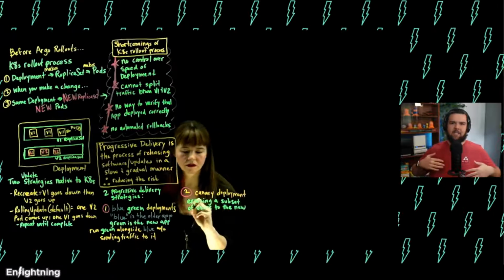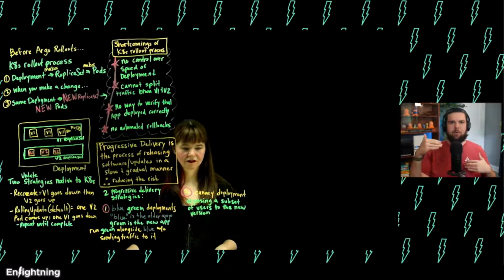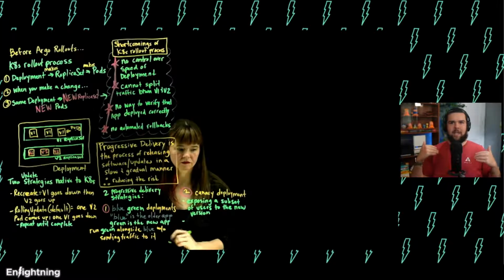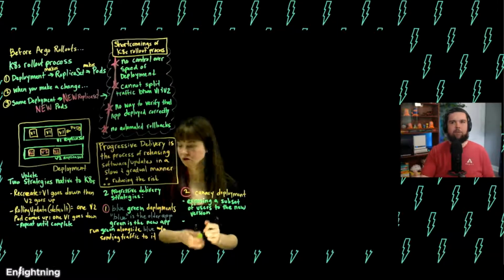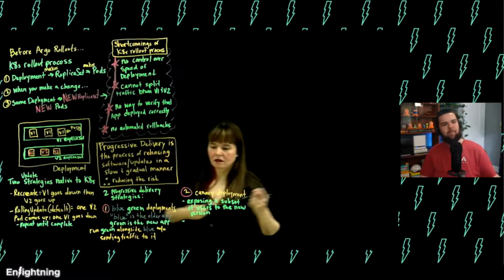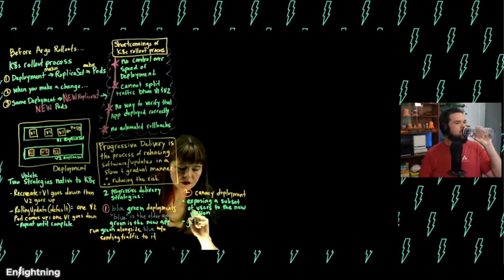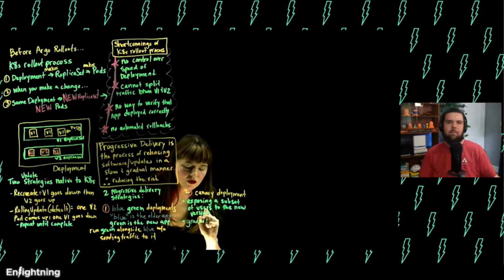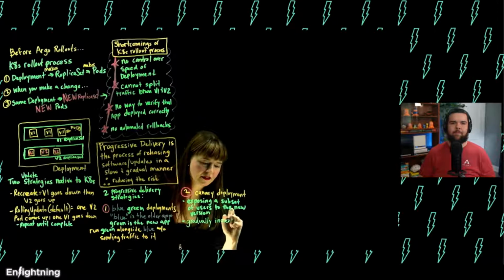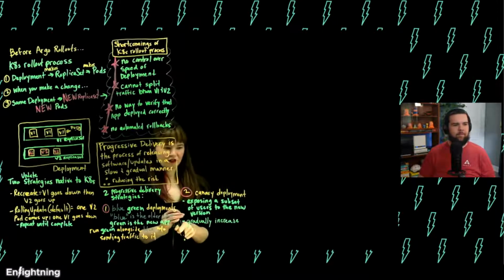And so that's that gradual progression. We start at 5% and then we move to 25, we move to 50, and then we move to 100 as we gain confidence in that new version of our application. So gradually increase the amount of users to the new app.